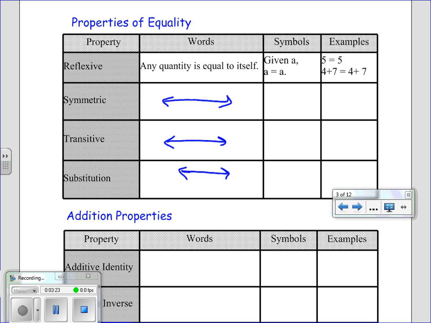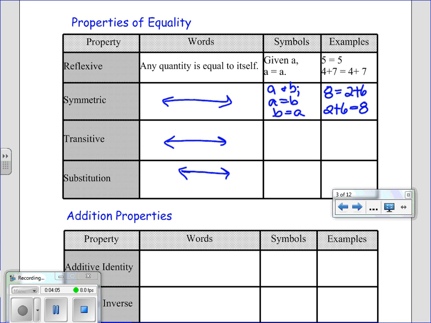So the symmetric property says that if one quantity equals a second quantity, then the second quantity must equal the first quantity. So for instance, if you had given A and B, right? That tells you that if A equals B, then B must also equal A. So for example, if we know 8 equals 2 plus 6, we also know that 2 plus 6 equals 8. Fascinating stuff, isn't it, guys? So it's symmetrical, right? What happens on one side is also true on the other side.